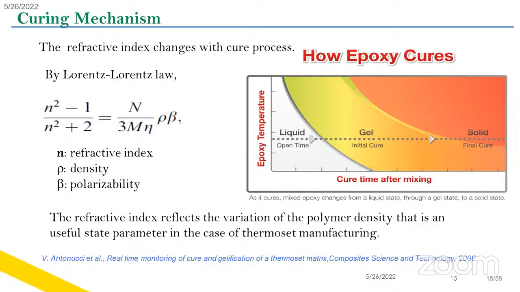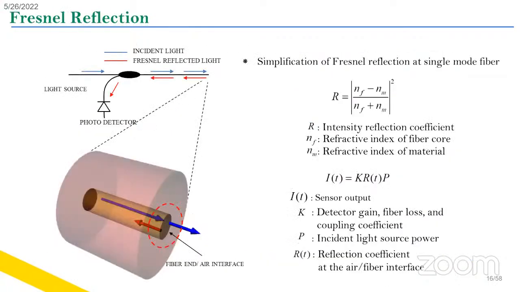Okay. So here, this is the material which is used for the blade manufacturing. Epoxy cures from liquid to gel and gel to solid. We need to monitor the curing process, because the curing process determines the quality of the composite material. There are not many sensors which can do that, so we use the fiber optic sensor for monitoring the curing process. Here we use another phenomenon called Fresnel reflection.